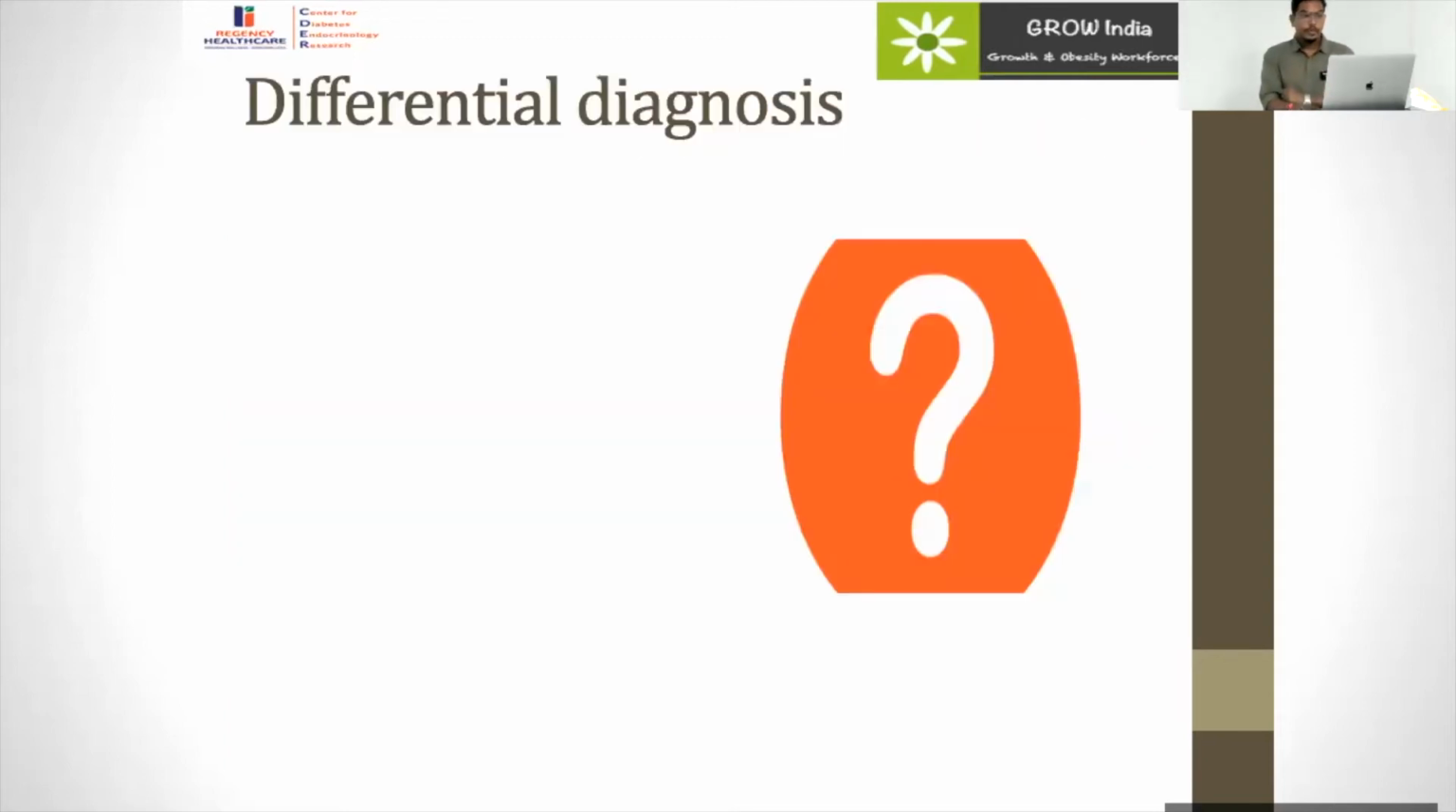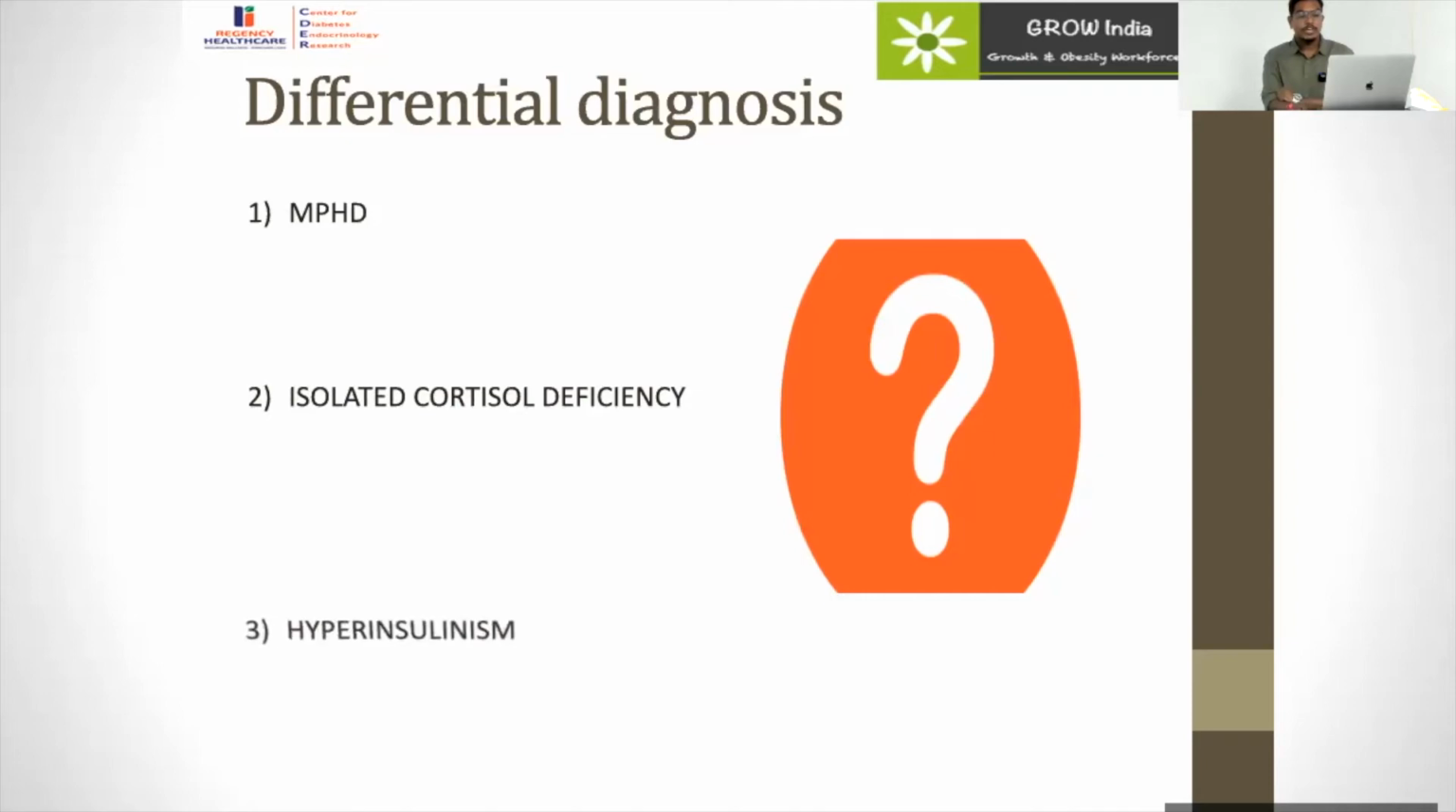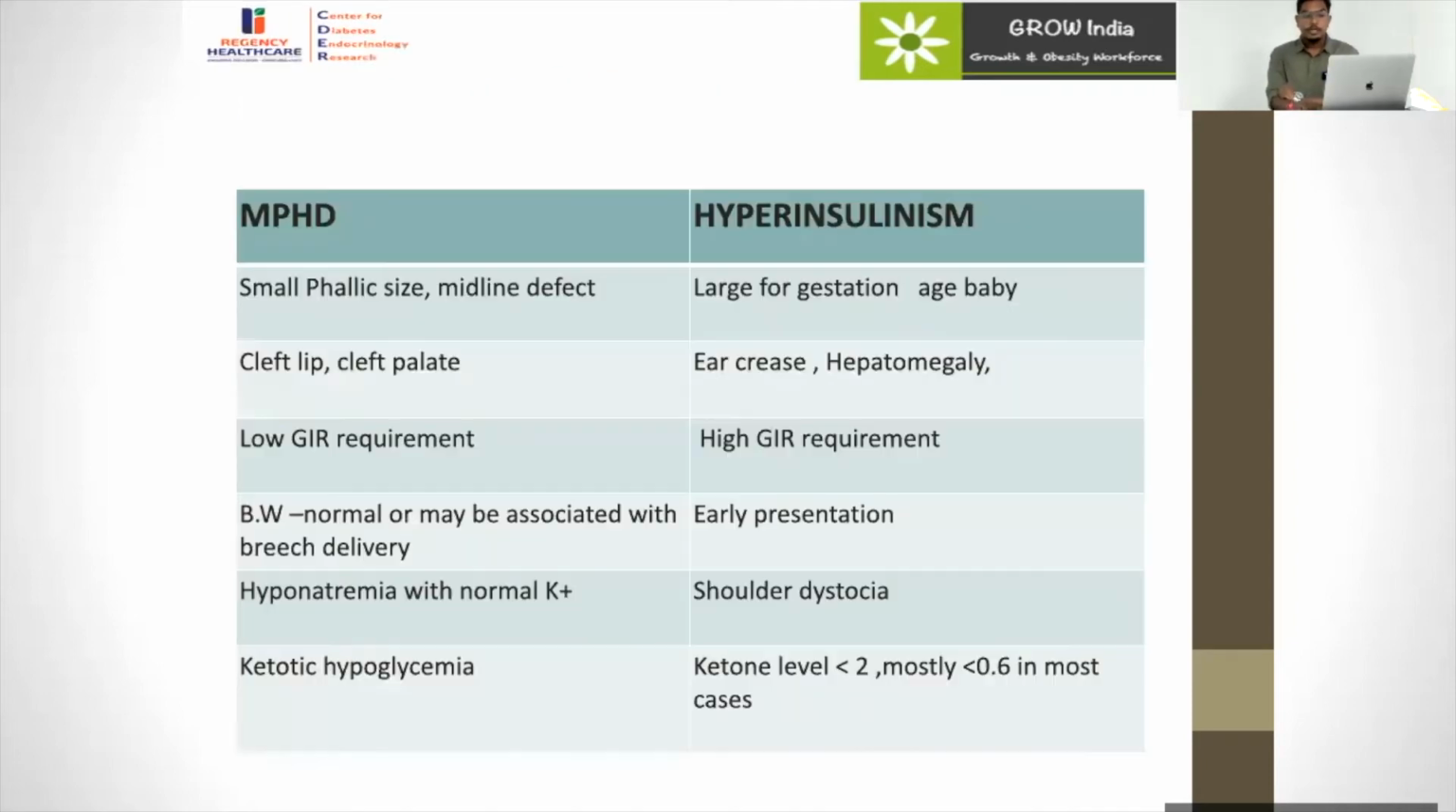Carry on. Now, according to this history and investigation, we can summarize this child and we can put our differential diagnosis. First, seeing the small phallic size and cortisol deficiency, we can put it as a multiple pituitary hormone deficiency. Second is isolated cortisol deficiency. And by seeing the detectable insulin at the time of hypoglycemia, we can put it as hyperinsulinism.